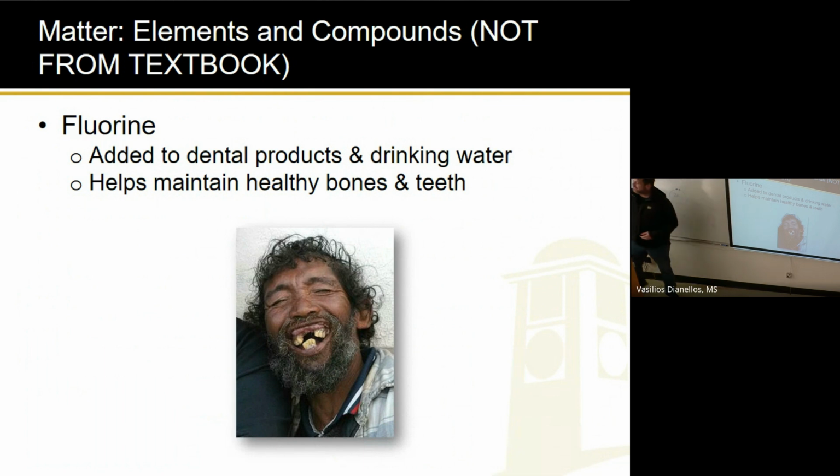Anyway, yeah, fluorine is just an example. The guy probably didn't have much fluorine, but it doesn't matter. He looks very happy.